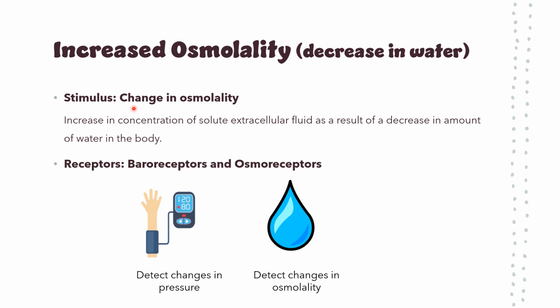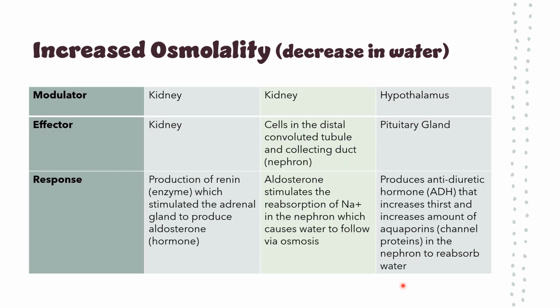Our receptors, so our baroreceptors, detect a change in pressure, and our osmoreceptors detect changes in osmolality. They're going to pick up this change. Then they're going to send this information to 2 different types of modulators. One is the kidney and the other one is the hypothalamus. So we'll start with the kidney. The kidney is going to compare this level of osmolality to the normal range, and it's going to detect that there is increased osmolality above the normal range.